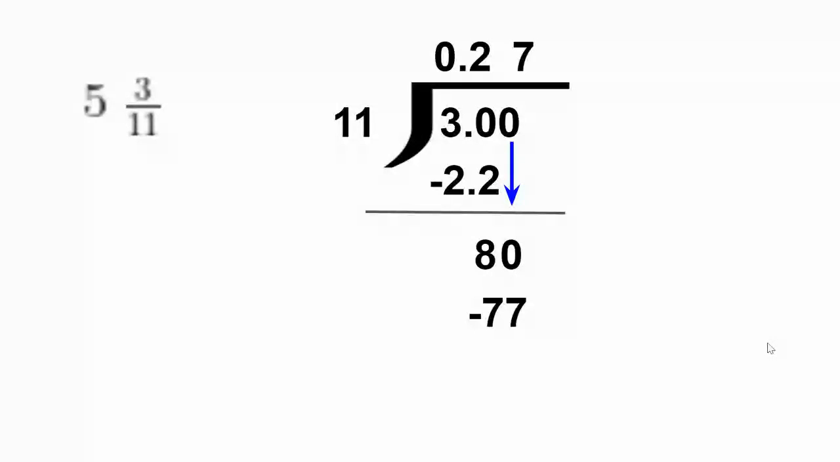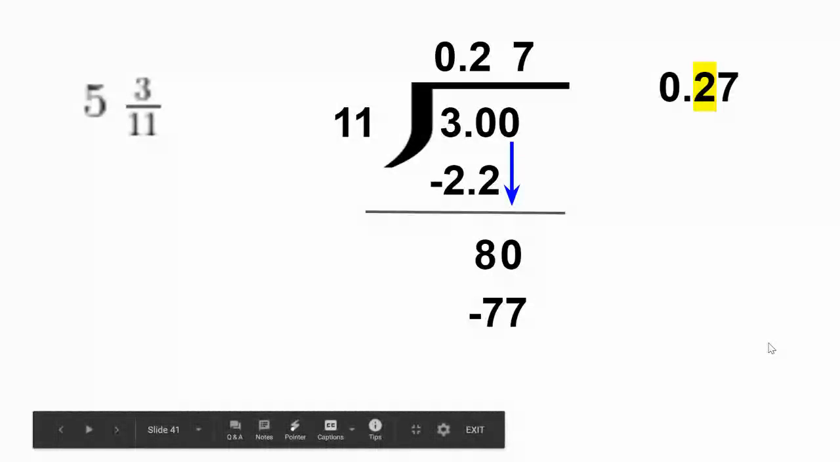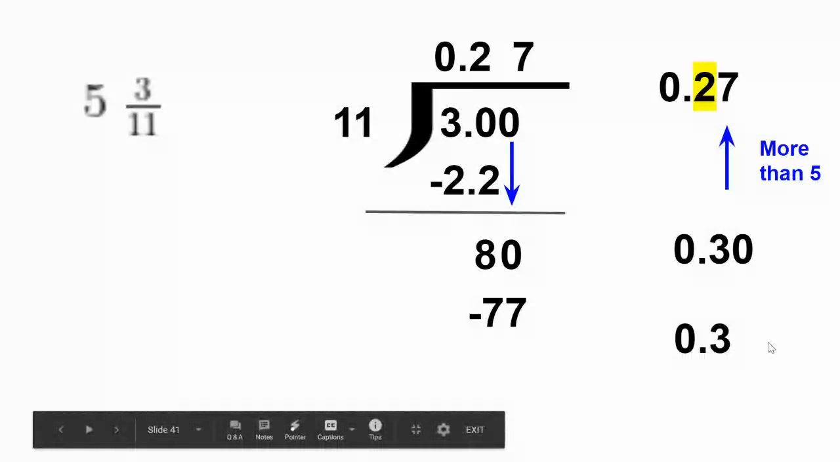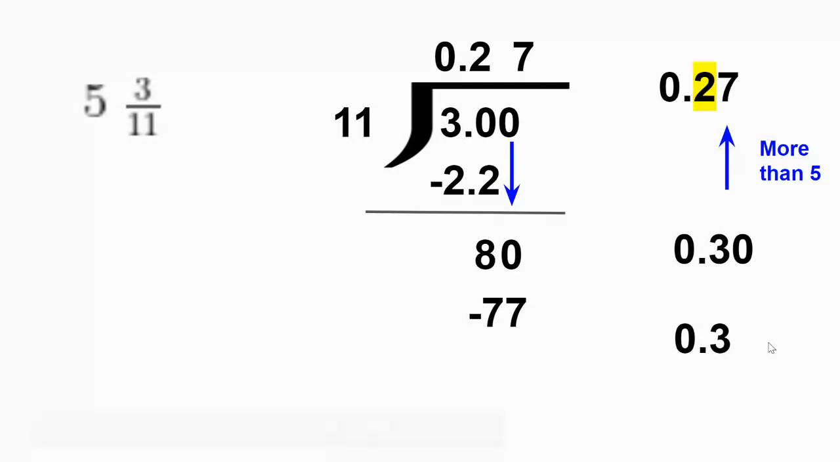So there is my tenth place, like we do. And we look at our neighbor right there, the 7, which is more than 5. So that 0.2 actually rounds up to 0.3. We are pretty much finished. That is our answer. That 0.3 represents 3/11 as a decimal.